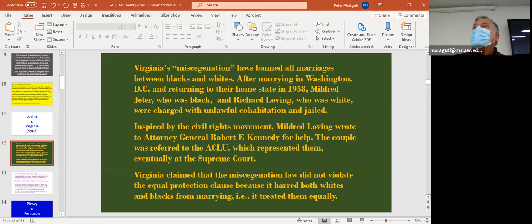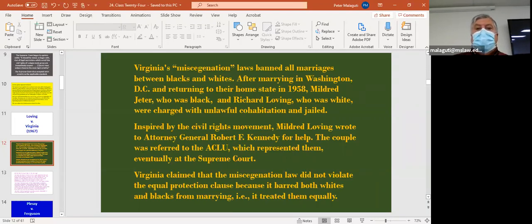They grew up in the same county in Virginia. At the time, it was a very unique county. It was totally desegregated. Blacks and whites lived together, treated each other as equals, and it was not uncommon for blacks and whites to date in this unique county in Virginia. Well, not only did Mildred and Richard date, they got married and they had kids.